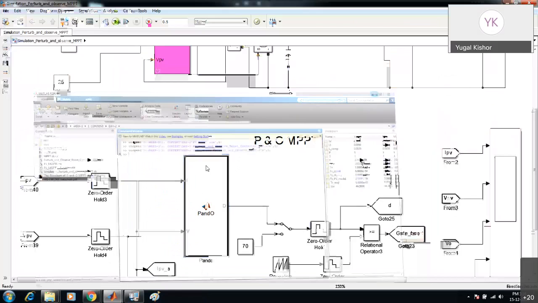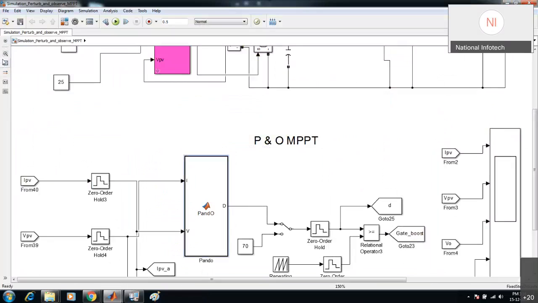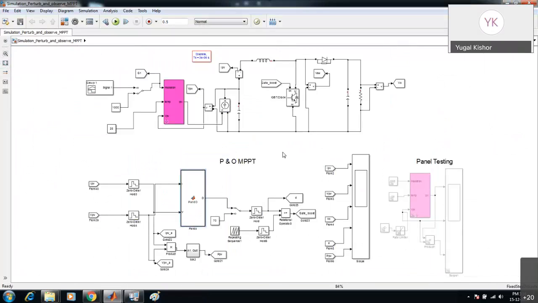So in this PNO algorithm, what is the utility of this zero order hold block, sir? The zero order hold will change the sampling rate of whatever signal is coming from here to here. Let's say your signal is running at a lower speed here, and if you want to run it at a higher speed, then you have to put the zero order hold and give the sampling rate of the signal you want. I'll show you.